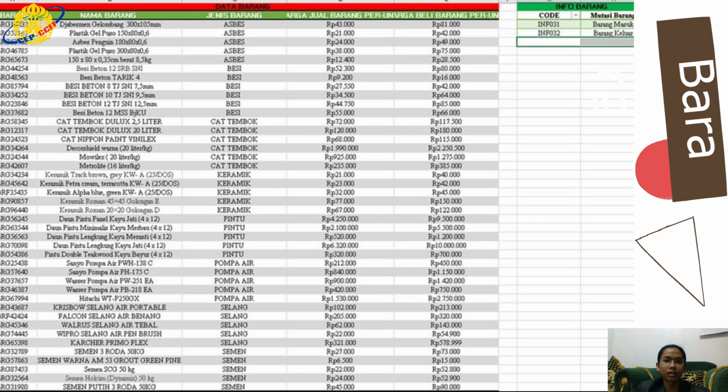The barang table consists of 5 columns, namely ID barang, nama barang, jenis barang, harga jual barang per unit, and harga beli barang per unit. On the barang table, the author doesn't use any function in it because it is real data that shows item information.